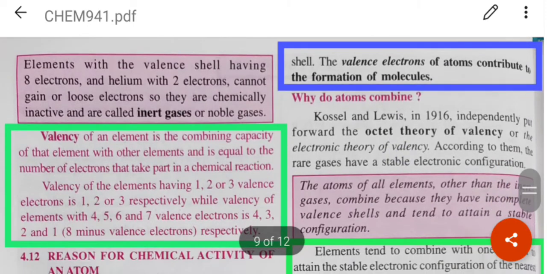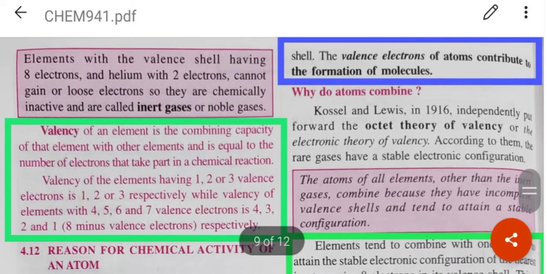Now, what are inert gases or noble gases? Elements with a valence shell having 8 electrons. Exception is helium, which has 2 electrons. Okay, they cannot gain or lose electrons, so they are chemically inactive. So what are they known as? Inert gases or noble gases.